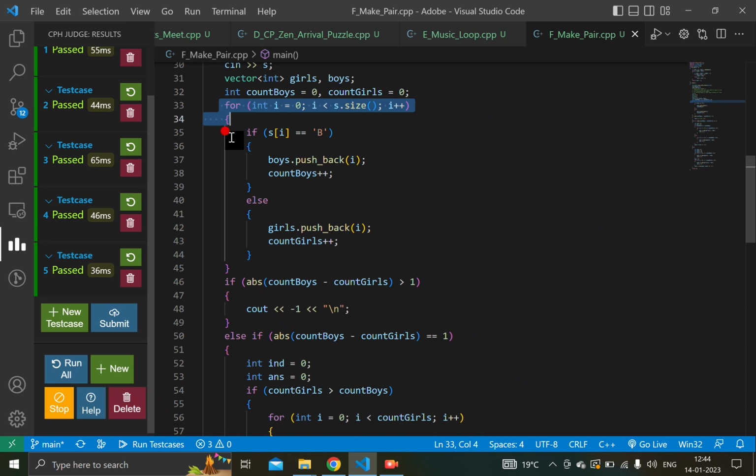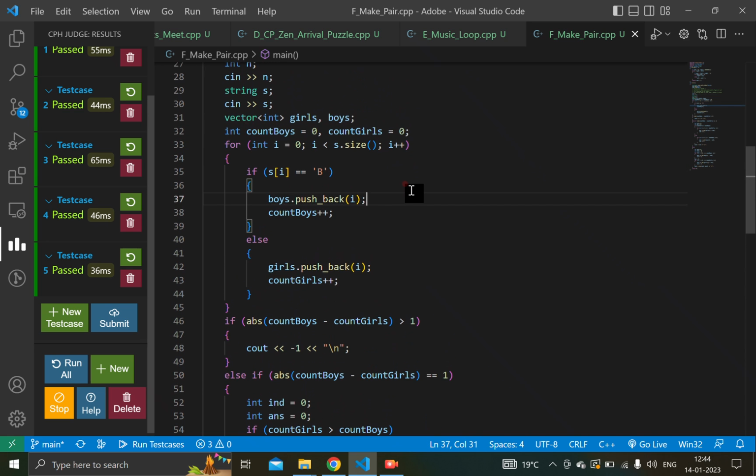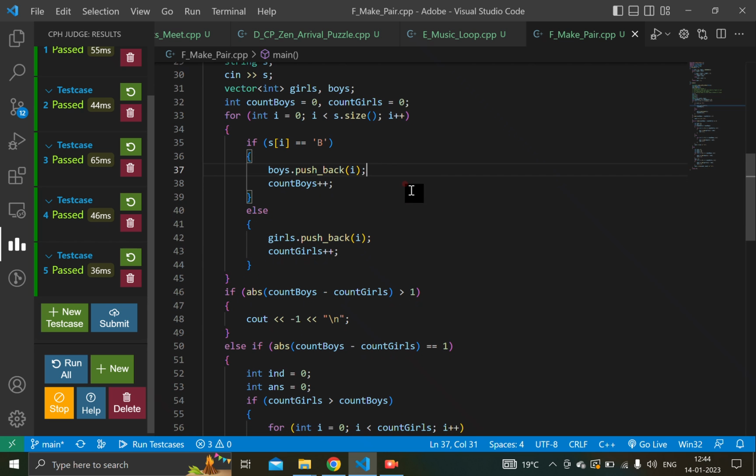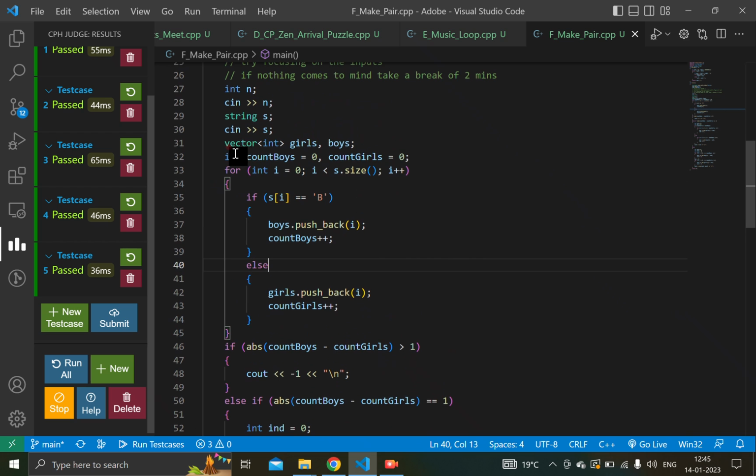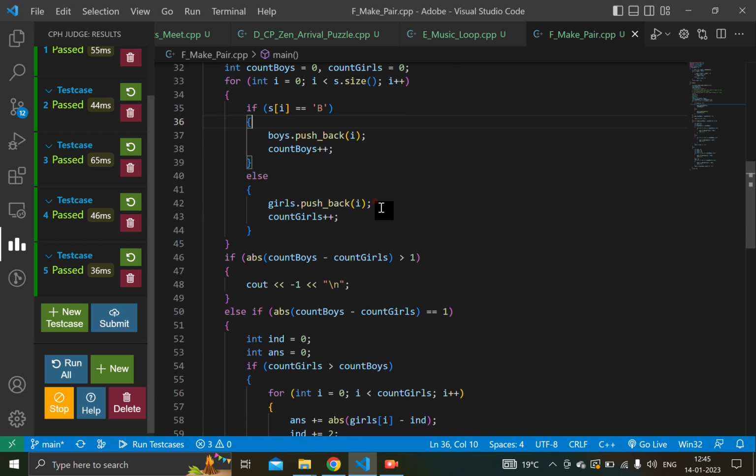So I have just run the loop, right? In each index, I have checked whether it is B or not. If it is B, then it is a boy, and I will push the index into the boys array, right? The boys array is storing the indices of the boys in the original configuration, and the count of boys stores the number of boys in our original configuration, or in our class.